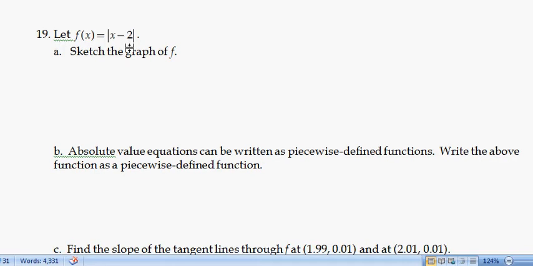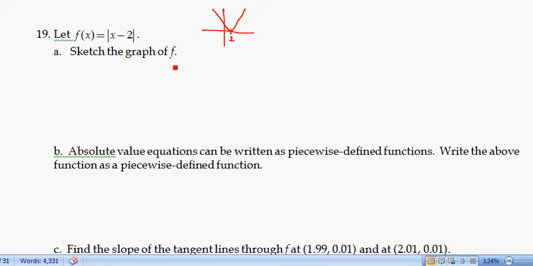Okay, so to do that, let's look at an example of a nice simple function, something from the first unit, our parent function being the absolute value. And of course, if we subtract 2 inside the function, we know that that's going to horizontally shift it to the right 2 units. So it's going to look something like that, assuming that's at 2. Okay, so sketch the graph of f.